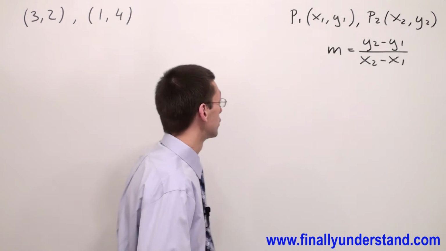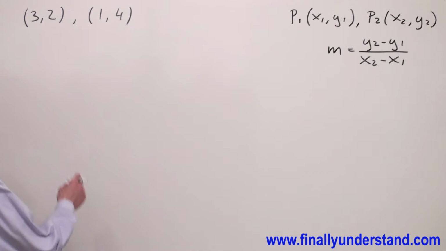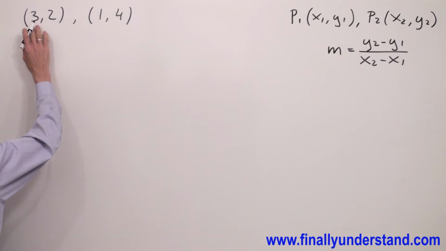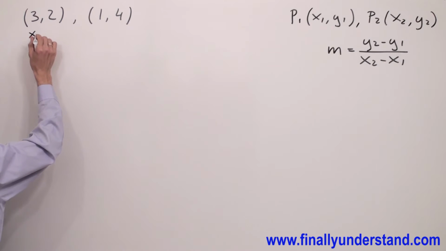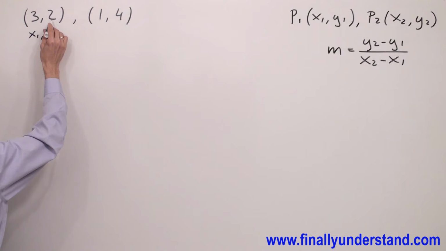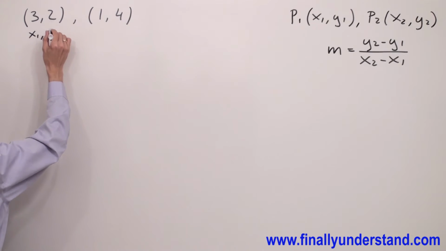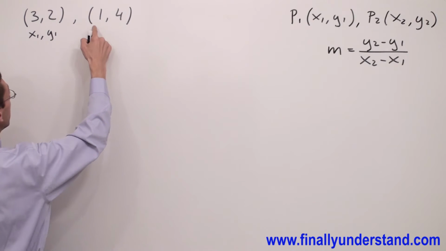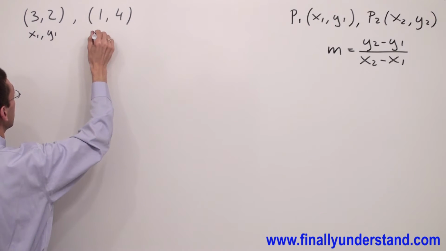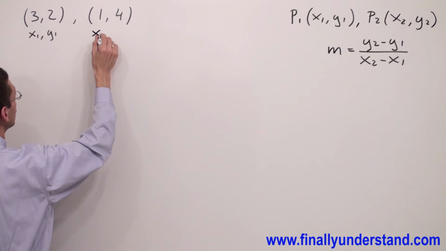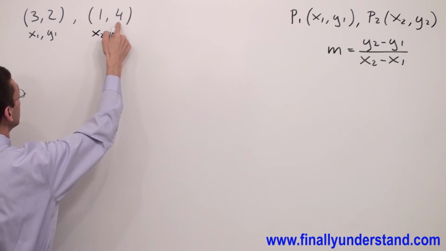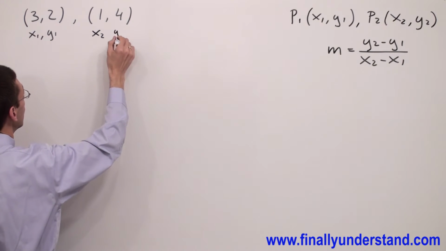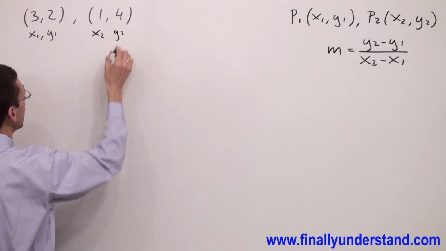Okay? So, this is my first point. 3 is my x coordinate, so I'm going to call it x1. Y is 2, okay? So 2 is my y coordinate. I'm going to call this y1. 1 is my x coordinate. I'm going to call this x2. And 4 is my y coordinate. I'm going to call this y2.